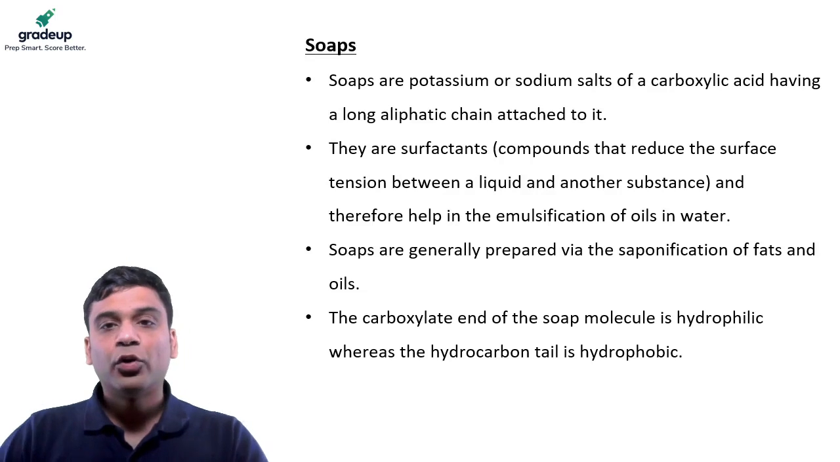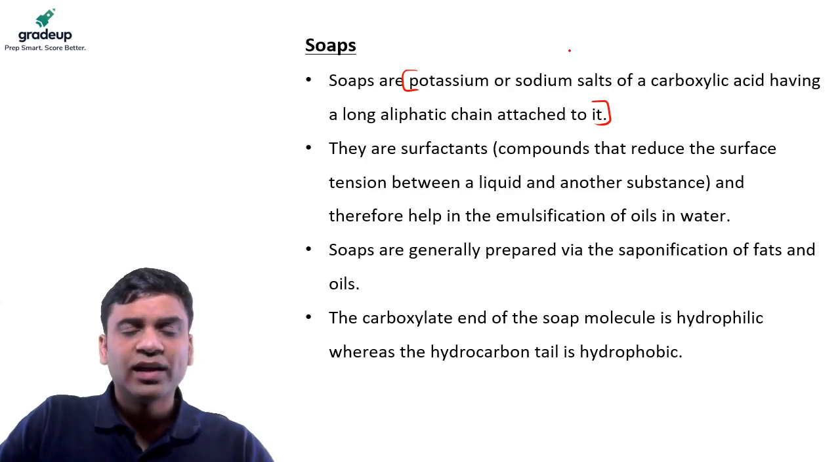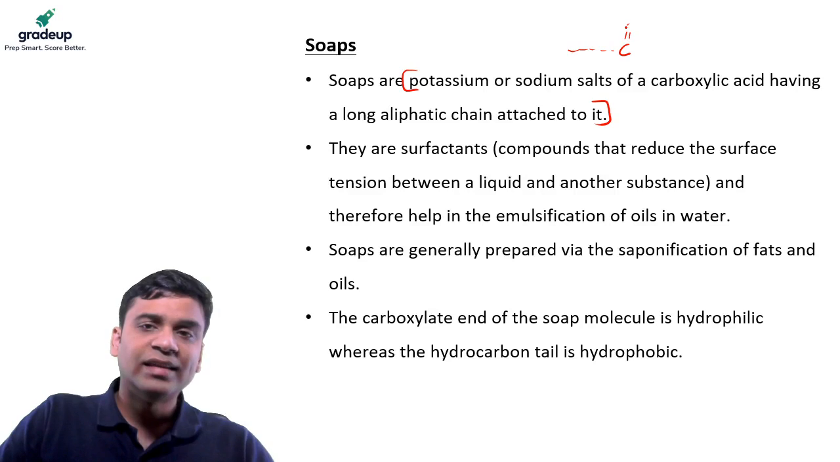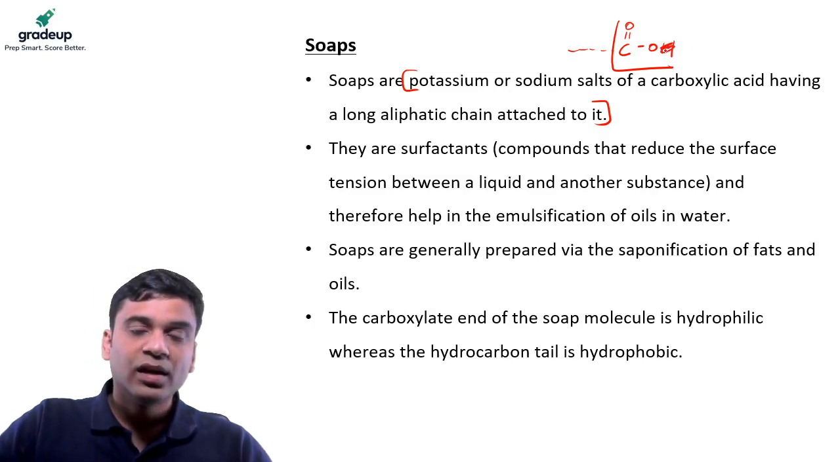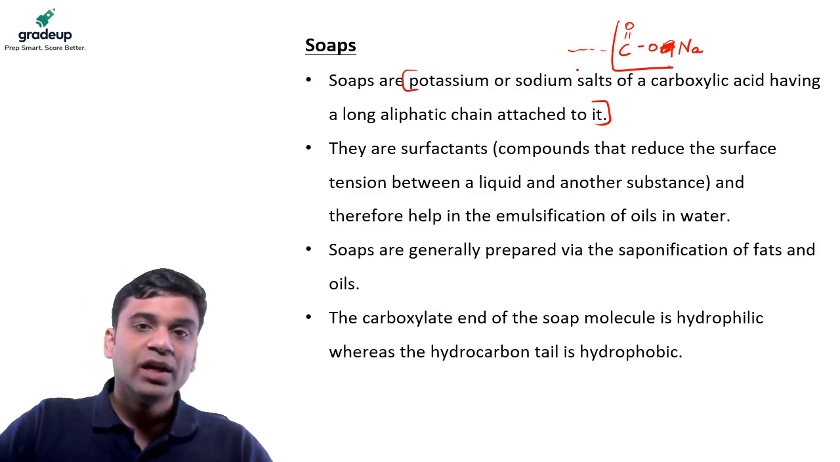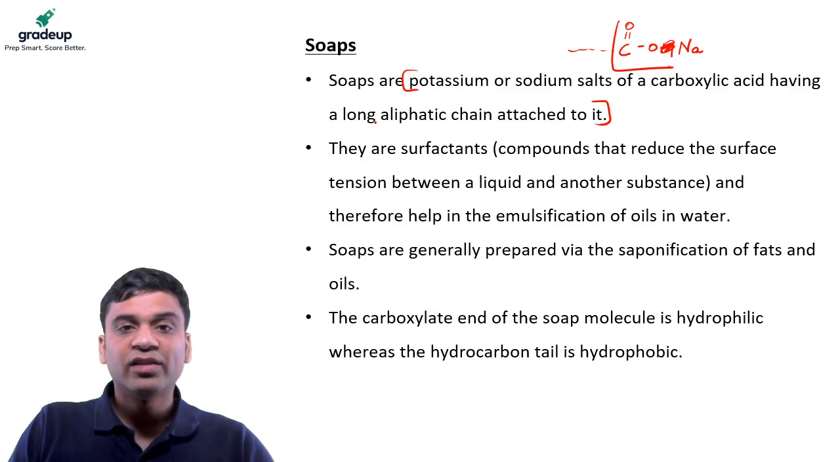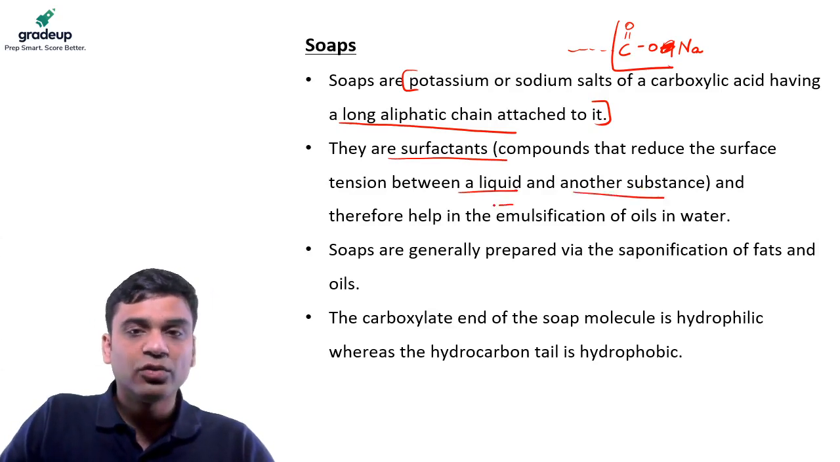So soaps are potassium or sodium salts of a carboxylic acid. What is a carboxylic acid? There is a long chain and at the end there is this group. This is your carboxylic acid. So soaps are the potassium or sodium salts, which means instead of the H, we have a salt. This becomes your soap. It is the potassium or sodium salt of a carboxylic acid having a long aliphatic chain attached to it. And they are surfactants, which means they reduce the surface tension between a liquid and another substance, and they can be used in emulsification of oils and water.